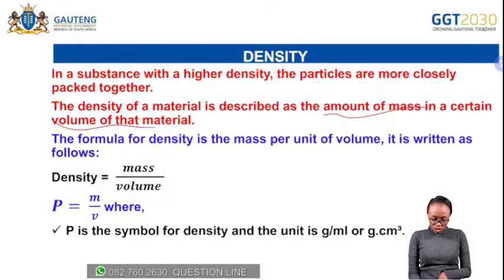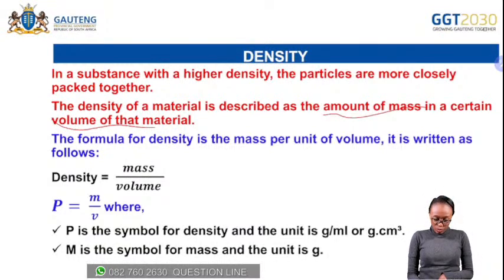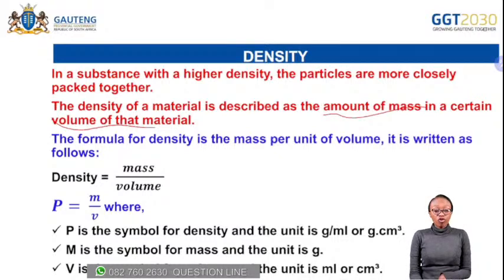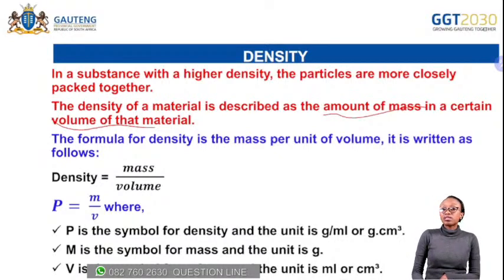P stands for the symbol for density, and the unit is grams per milliliter or grams per cubic centimeter. So that is the unit for density. And then M is the symbol for mass, of which the unit is grams. And then V is the symbol for volume, of which the unit is milliliters or cubic centimeters. So this is the formula for density.